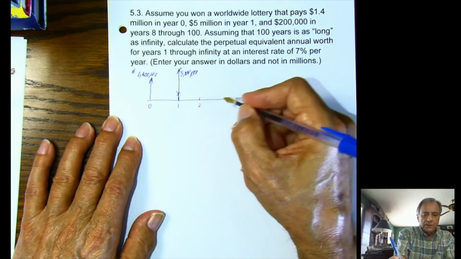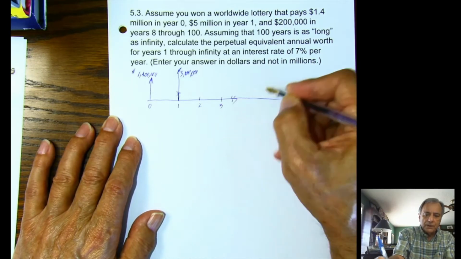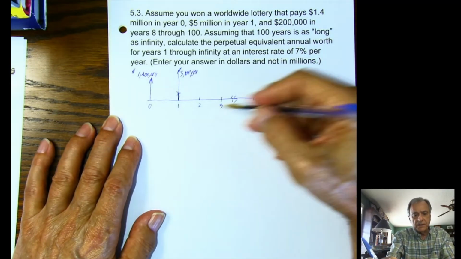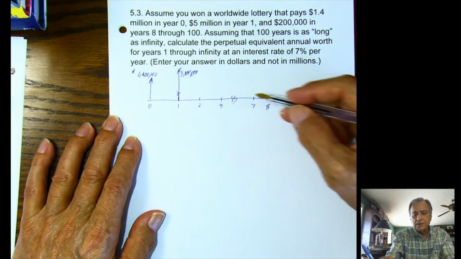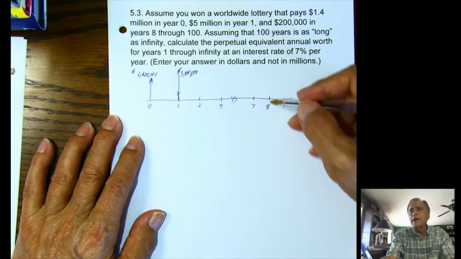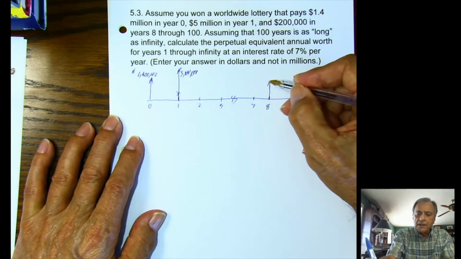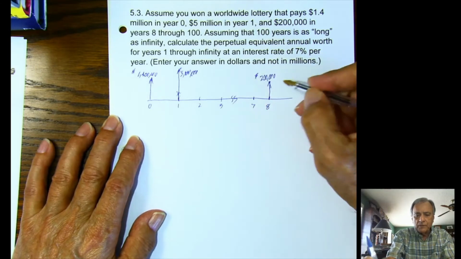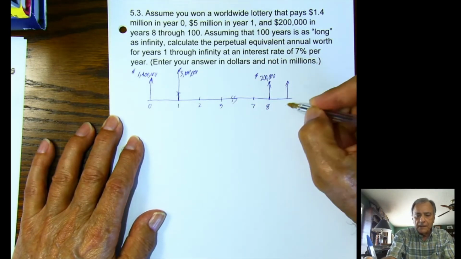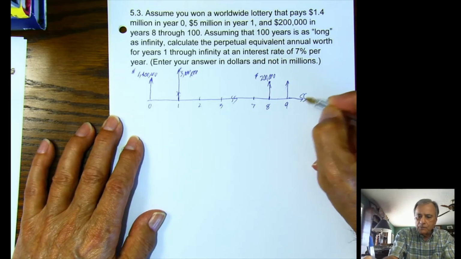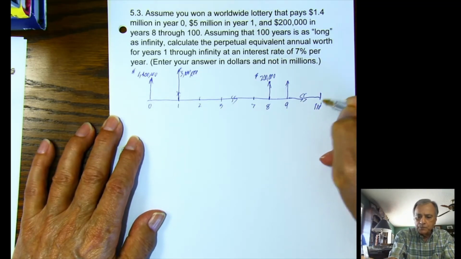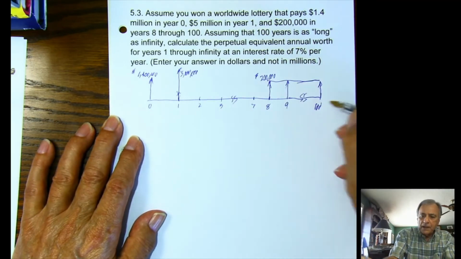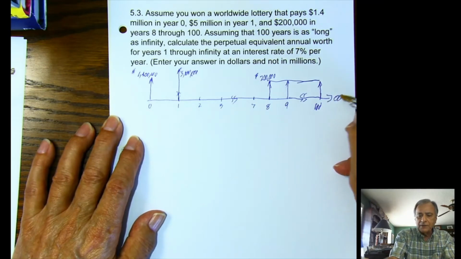Then years 2 and 3 and so on up to year 8. There are no additional receipts in years 1 through 7, but in year 8 you start receiving a uniform annual series of $200,000 per year, and that continues on to year 100. So that's a uniform series.